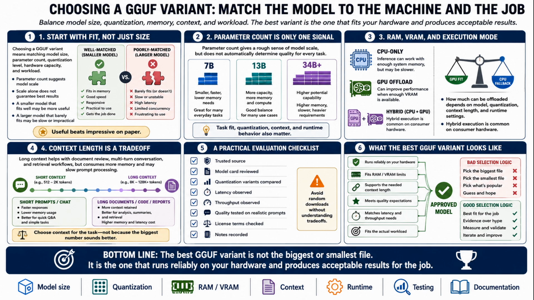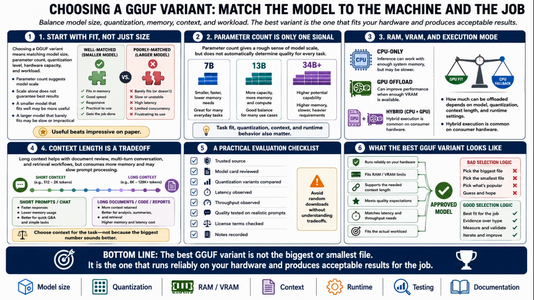Long context can help with document review, multi-turn conversations, and retrieval workflows, but it consumes memory and may slow prompt processing. If your work uses short prompts, a very large context window may not be worth the cost. If your work involves long reports or code bases, context can become a core requirement rather than a luxury.